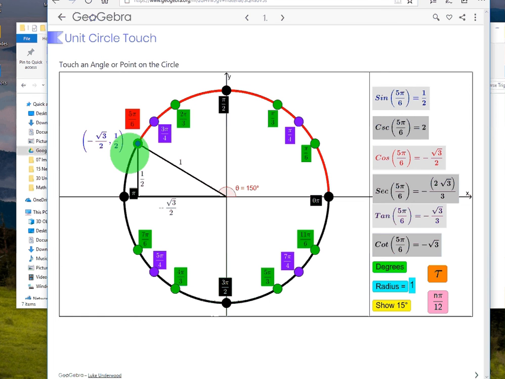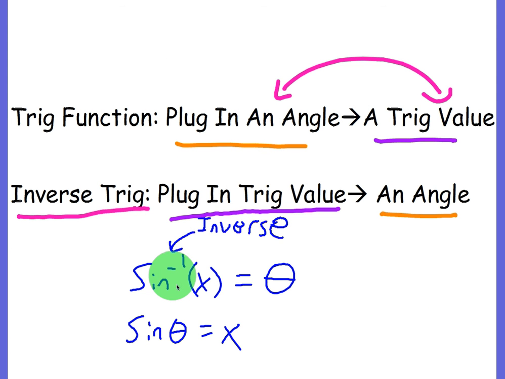You give the value of the trig function. Your answer is at what angle does the trig function equal that? So that's why it's inverse. You're swapping your inputs and your outputs. Here's how we write inverse. I'm going to show you another way. For right now, it's sine to the -1. That's what it looks like, but it means inverse.